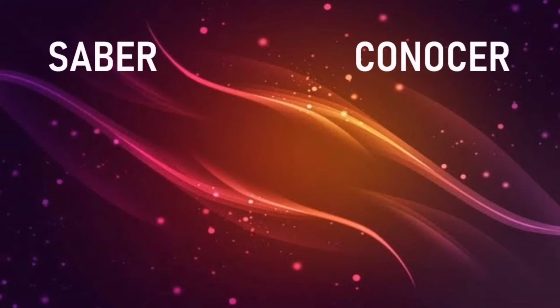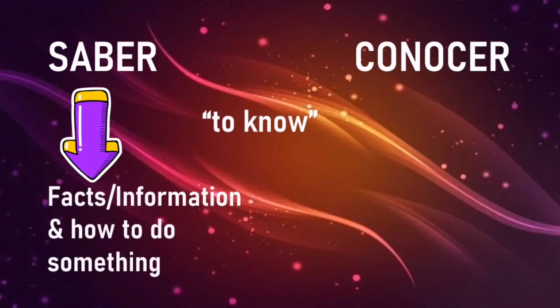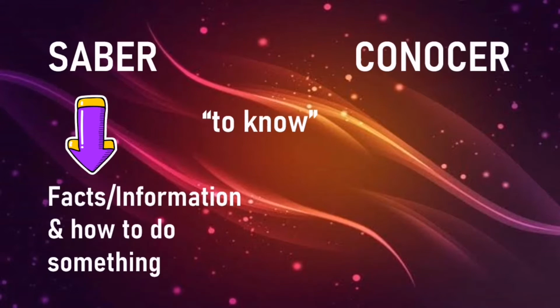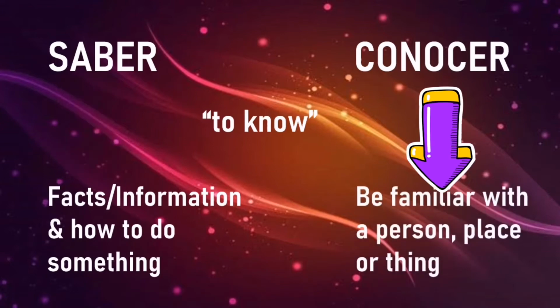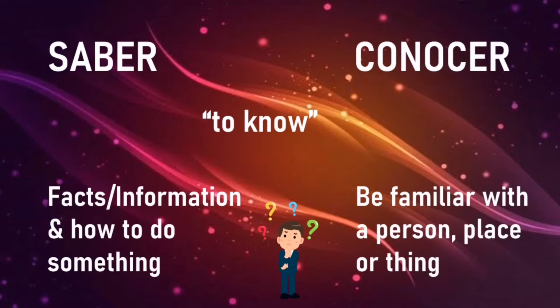In today's lesson, I am going to show you two irregular verbs, saber and conocer. These two verbs have the same meaning, to know, but they are used differently, because saber is for facts, information, and how to do something, while conocer is to be familiar with a person, place, or thing. It is somewhat confusing, that's why let's focus first on the verb saber.